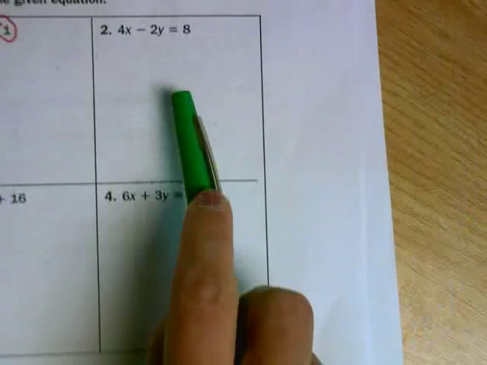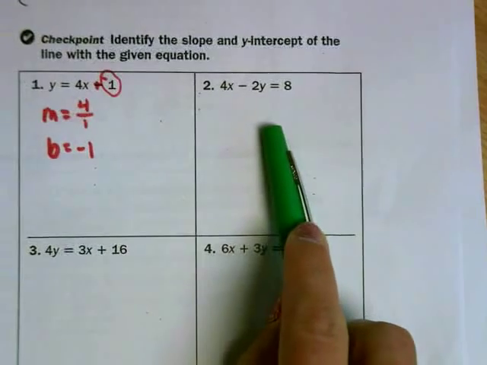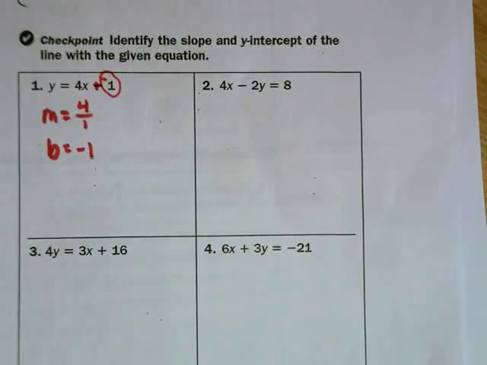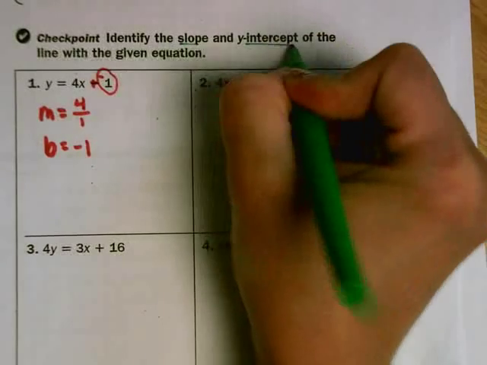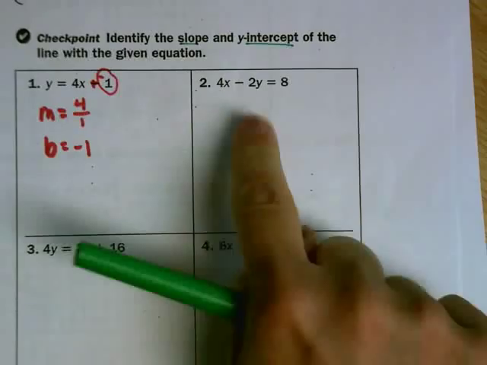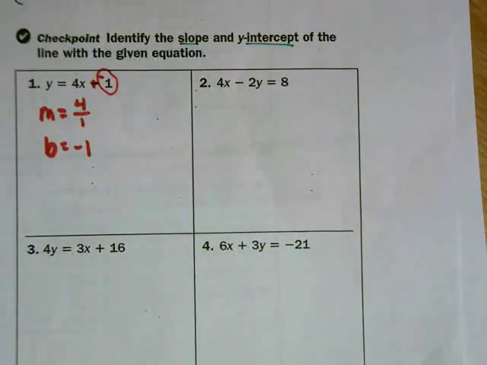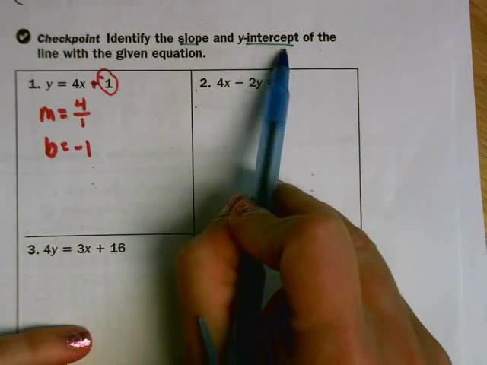But let's look at number 2 here. The instructions for this says identify the slope and the y-intercept of the line with this equation. Is this in y equals mx plus b right now for us to even see that? No. So the only thing we have to remember how to do, and this is a review, is to put it into y equals mx plus b. Then we can see the m and the b.